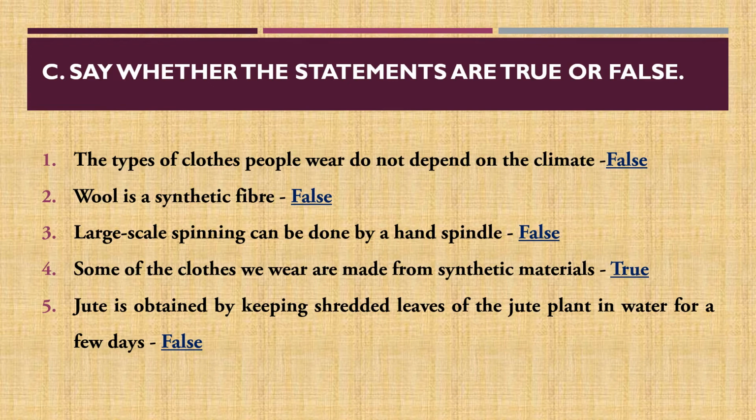Question 5. Jute is obtained by keeping shredded leaves of the plant in water for a few days. Answer: False. The correct statement is, jute is obtained by keeping shredded stem of the jute plant in water for a few days.